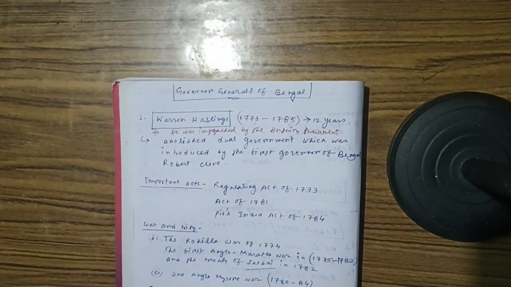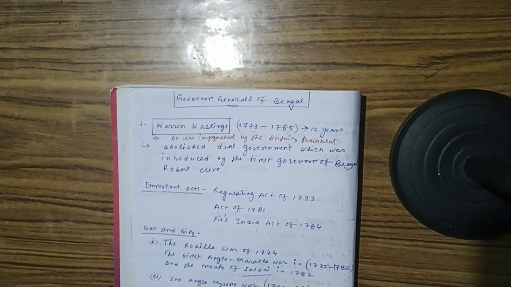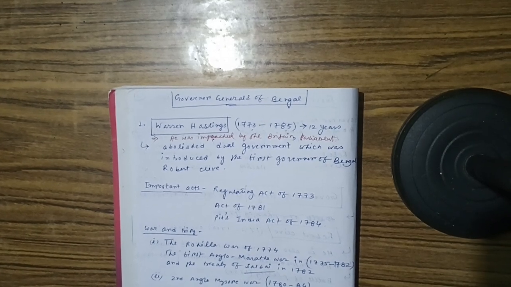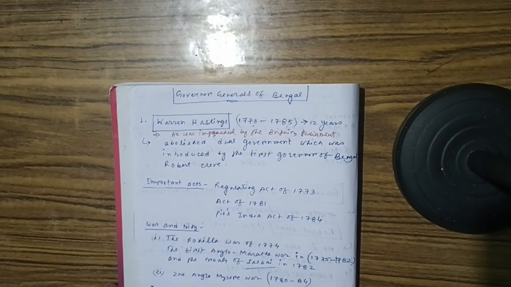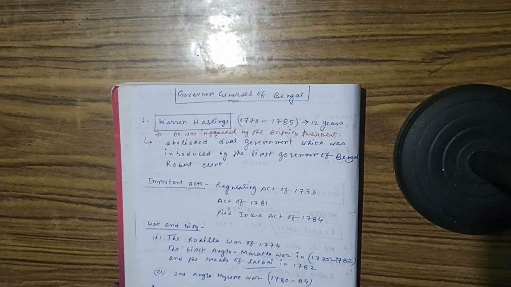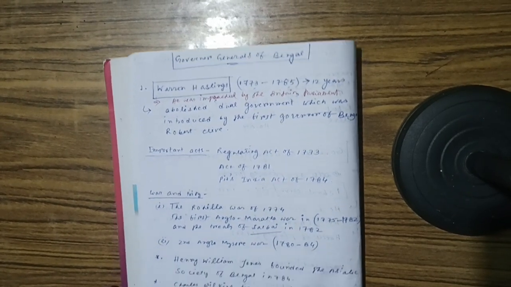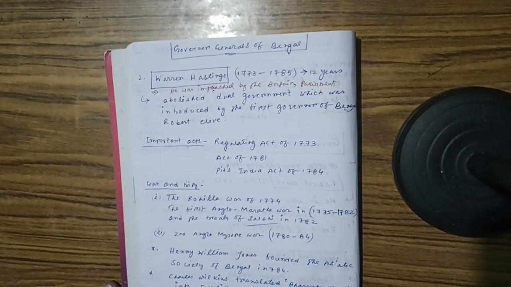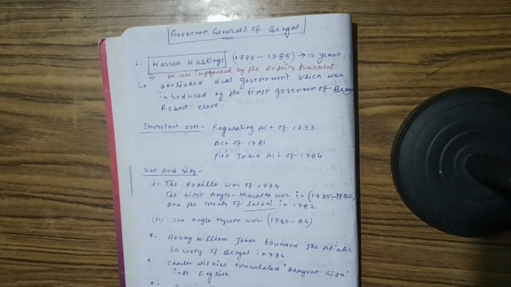Governor Generals of Bengal. Warren Hastings, tenure 1773 to 1785. He ruled for 12 years. And you need to remember the first governor who was impeached by the British Parliament, by the British Parliament itself, that is Warren Hastings. He abolished dual government, which was introduced by the first governor of Bengal, Robert Clive, in 1772. Important acts: the Regulating Act of 1773 was introduced in his time, the Act of 1781, and Pitt's India Act of 1784. They are very important acts.